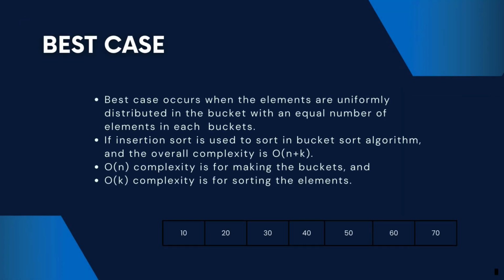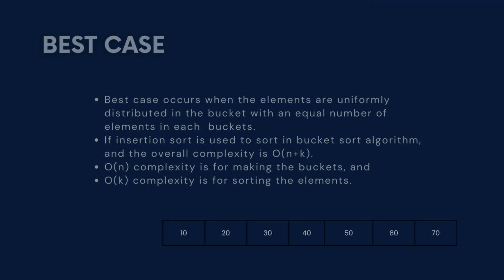First, we have the best case. The best case occurs when all the elements are uniformly distributed in the buckets with an equal number of elements in each bucket. If insertion sort is used to sort the buckets, then the overall time complexity is O of n for making the buckets and O of k complexity is for sorting all the elements.